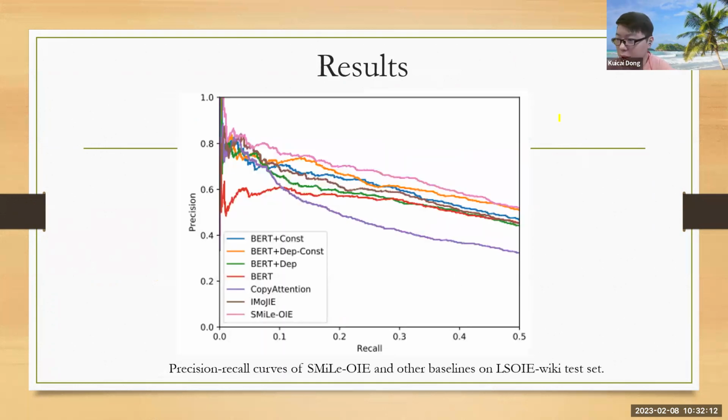So this is the AUC. We can see our proposed method, Smell OIE, achieves a better precision at all levels of recall. This is to show that our method is indeed helpful compared to the baselines.